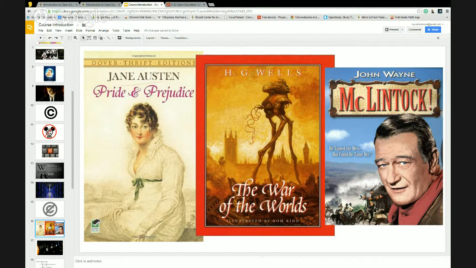I think the really interesting thing about this, though, is that the movie McClintock was not an original creation, in the sense that the story was not a completely original story. So you see this little tagline here. It says, "He tamed the West, but could he tame her heart?" This movie was based on The Taming of the Shrew by William Shakespeare.